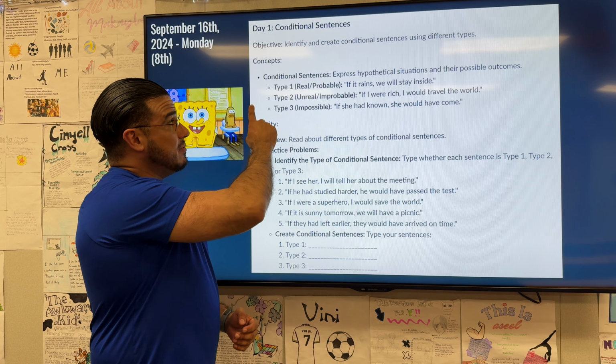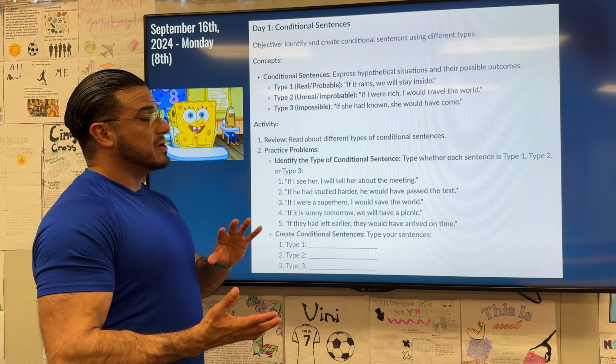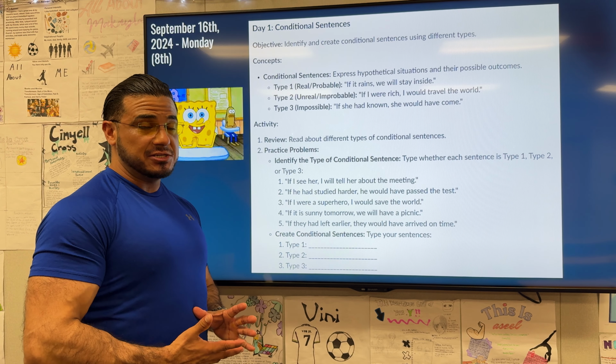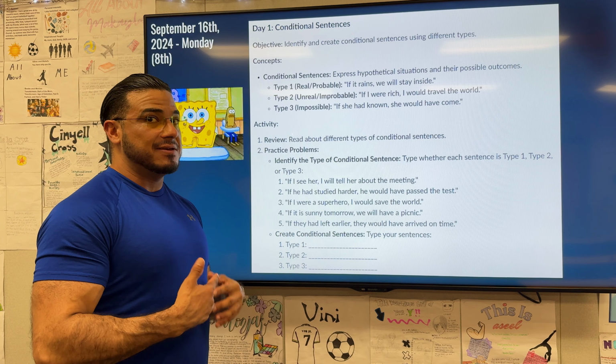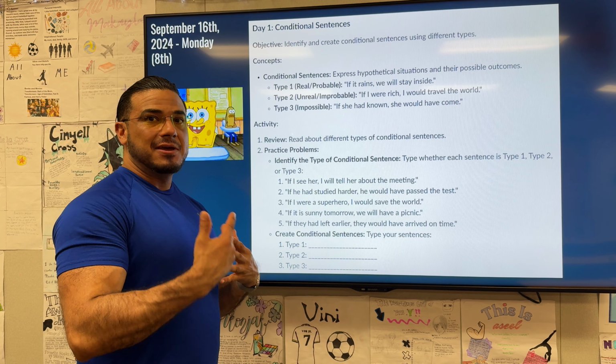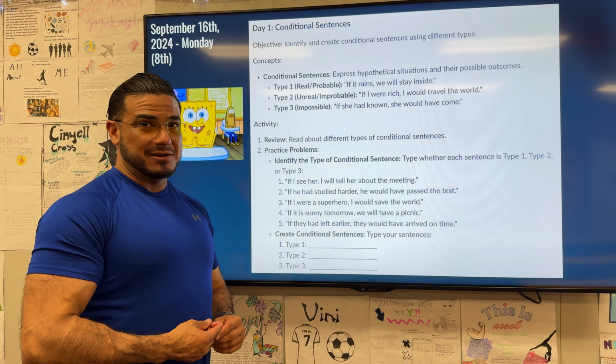Now, for type 1, or sometimes referred to as first conditional, these are more realistic or probable situations. And you'll notice that for each type, we begin with an if and then a then, or in some cases, if and then some other result as a result. Not very well stated on my end, excuse me.